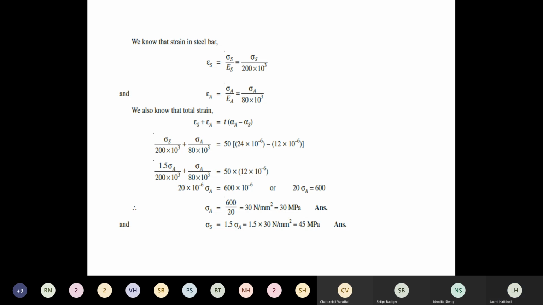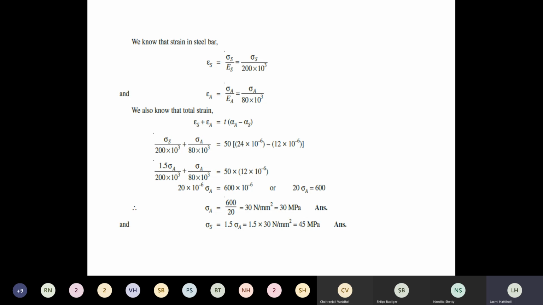After this, of course, no need to do the initial procedure. You can directly take the formula. Initially you can write it procedure-wise, but if you write the last equation, that is also very correct. So I'll start from here. We also know the total strain. Directly you can write sigma s by As plus sigma a by Aa is equal to delta T into alpha A minus alpha L. This is a general formula.